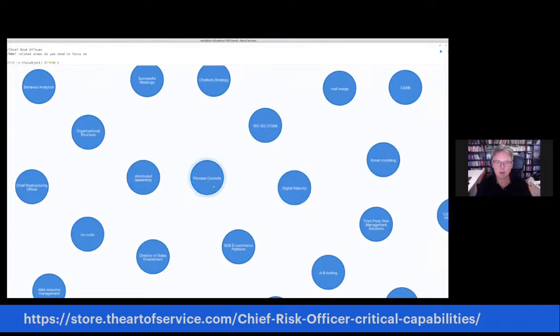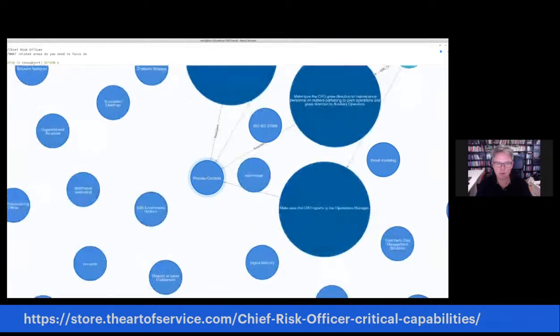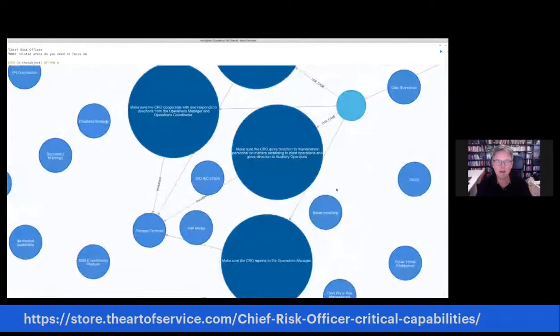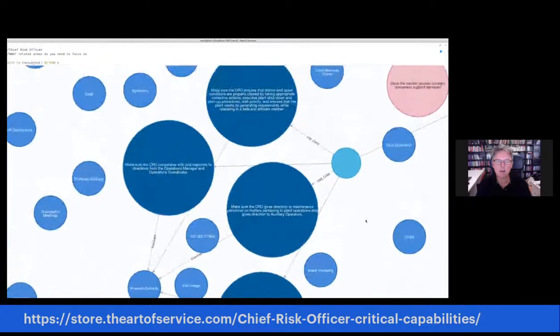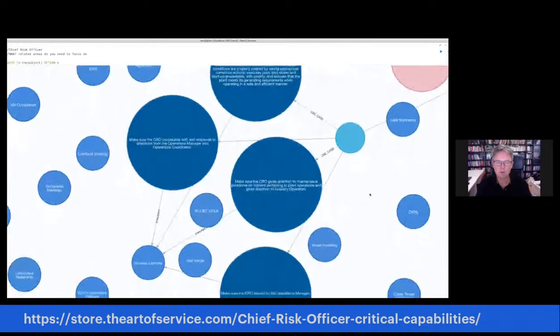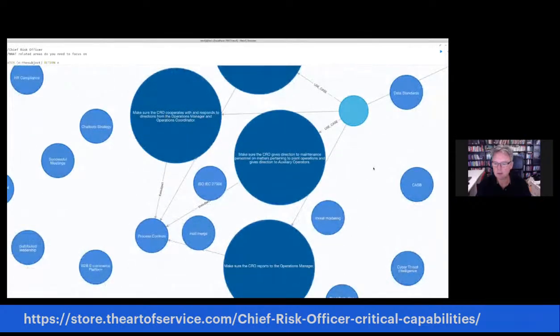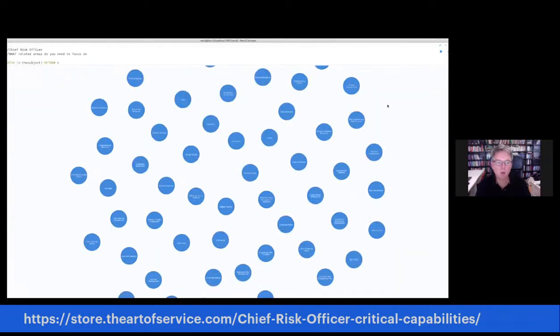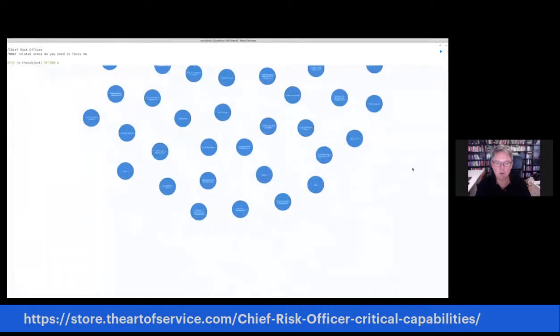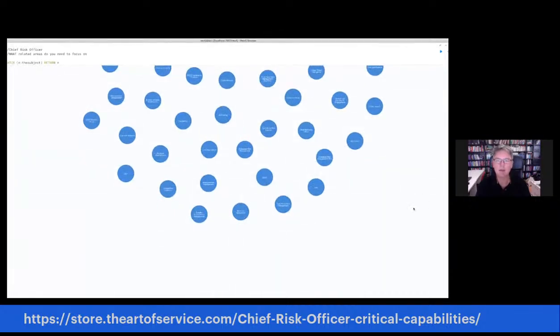Digital maturity, process controls. Let's see what's on the process controls. There's several more there. Activities that you need to be focusing on that are related to process controls and the CRO role. Now, these are obviously not prioritized. What we're looking at here are all the activities that we need to focus on, that we need to have under control in our CRO role, enterprise risk management, for instance.